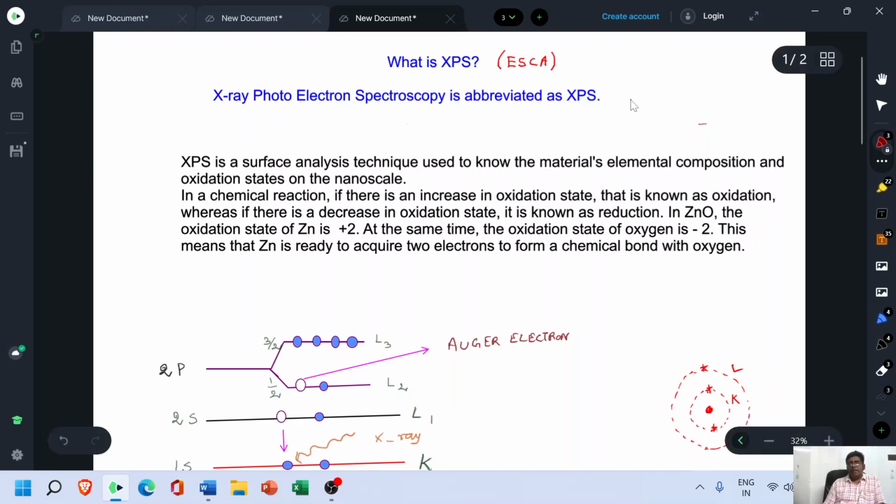So for example, Zn is a neutral atom. If Zn emits 2 electrons, we get the Zn2+ cation. This is the example for oxidation. Now consider an oxygen atom. After absorbing 2 electrons, this oxygen atom is converted into the O2- ion. This is an example for reduction.